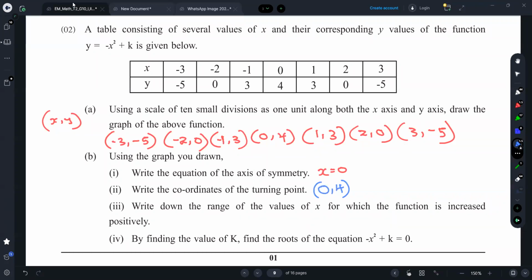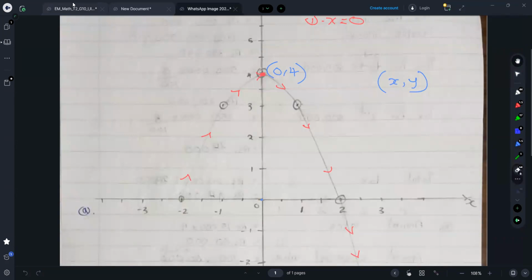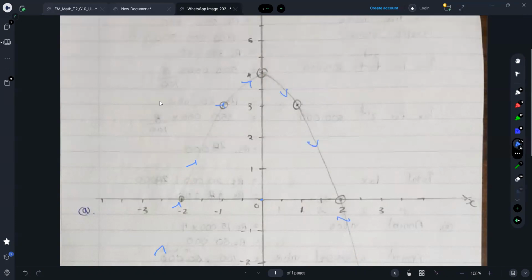Write down the range of the values of x for which the function is increasing positively. Function is increasing positively. Increasing positively. Then, now the graph is moving like this. It is starting from this side and going to this side. If it is a minimum graph like this, it is starting from this side and going to this side.